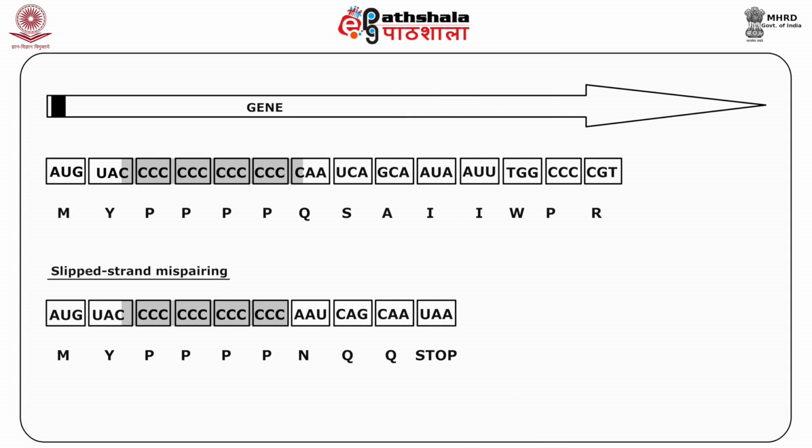Next is slipped strand mispairing, denaturation of the new strand from the template during replication, followed by renaturation in a different spot. This can lead to insertion or deletion.